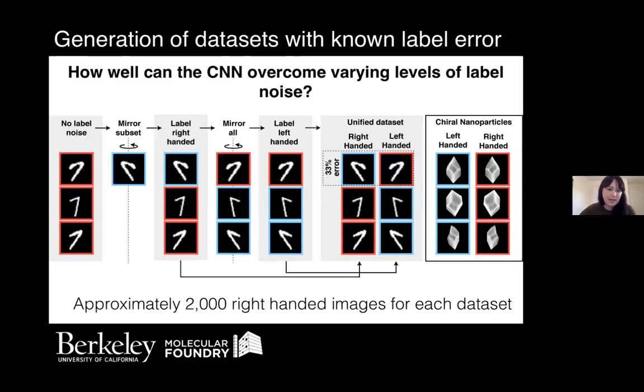We start with all right-handed 7s, and then we mirror a known subset of those. And then we call that our right-handed training data set. Then we mirror all of them, and this flips all of the labels and keeps the same amount of label noise, and we label those as our left-handed. And then we create a unified data set that has equal representation of left and right with a known label error. And we're going to adopt this strategy first for the MNIST 7s, but also for our chiral nanoparticles that are right-handed and left-handed. And we have approximately 2,000 right-handed images for each data set in this application.